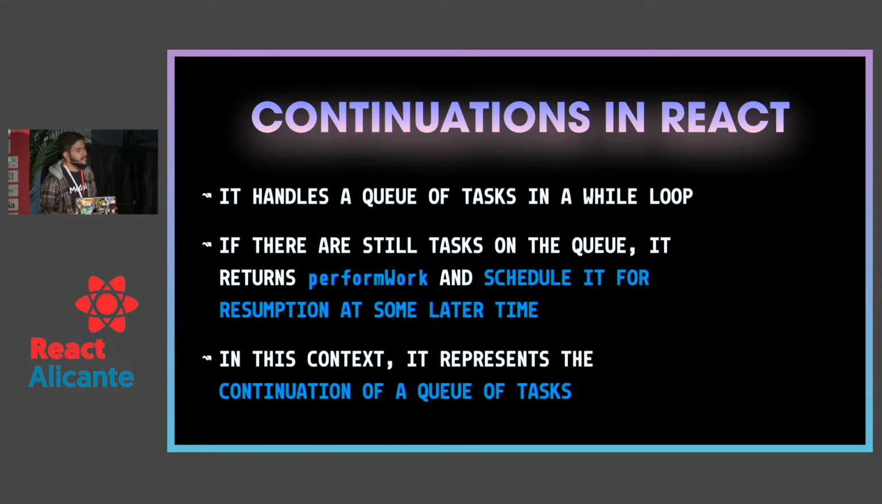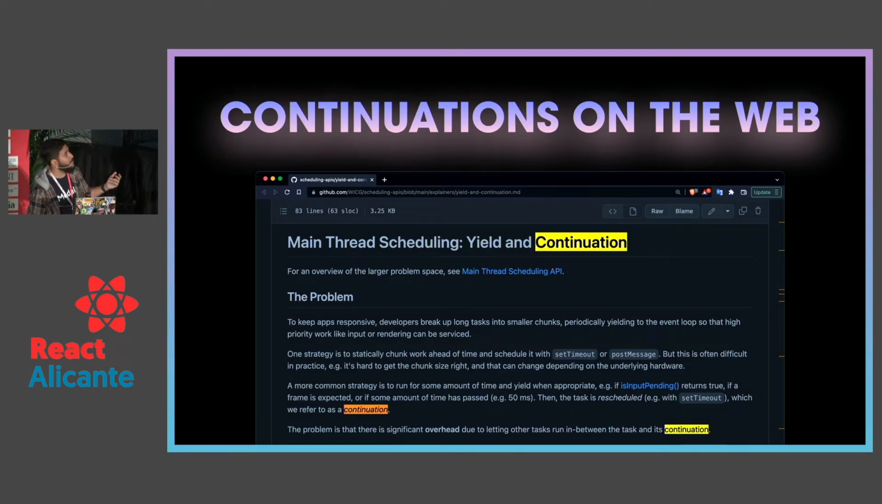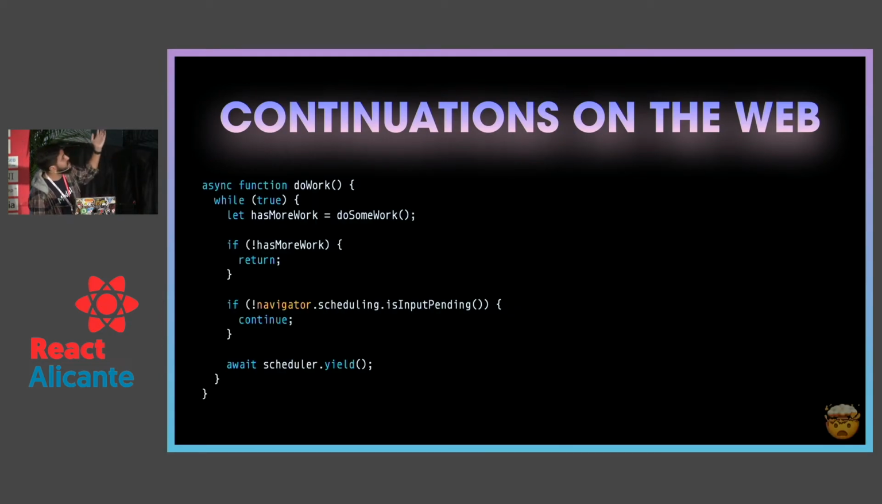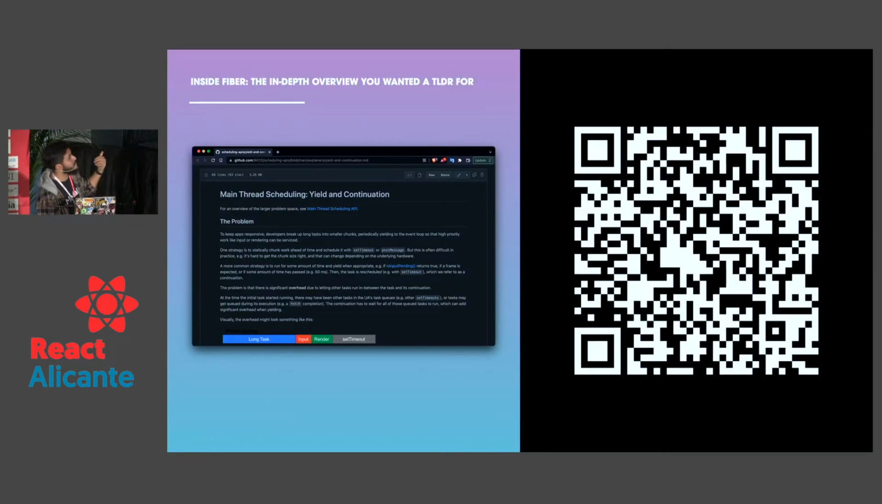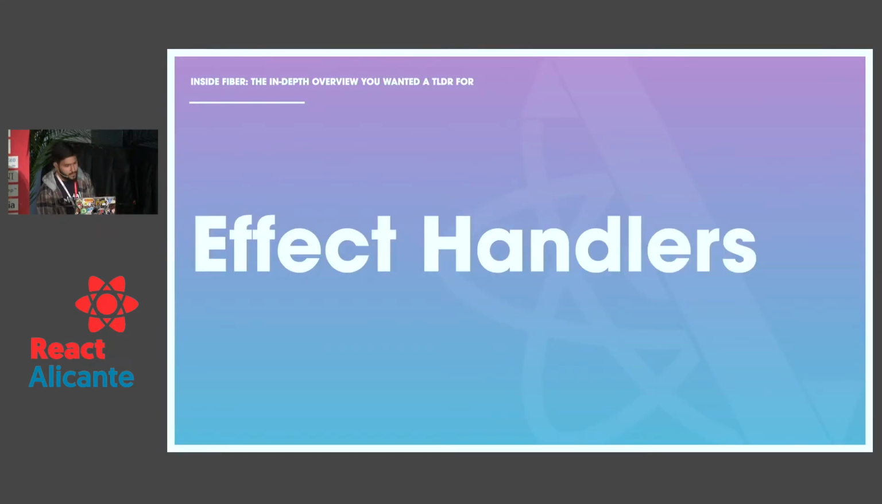And in this context, this thing represents a continuation of a queue of tasks. And continuations are around there on the web as well. So they're part of the main thread scheduling API that is being prepared for the browser. And we even have examples of using that, for example, with yield and isInputPending and other experimental APIs of this whole thing. I would definitely recommend that you check it out. But let's go to the last part, that are effect handlers.